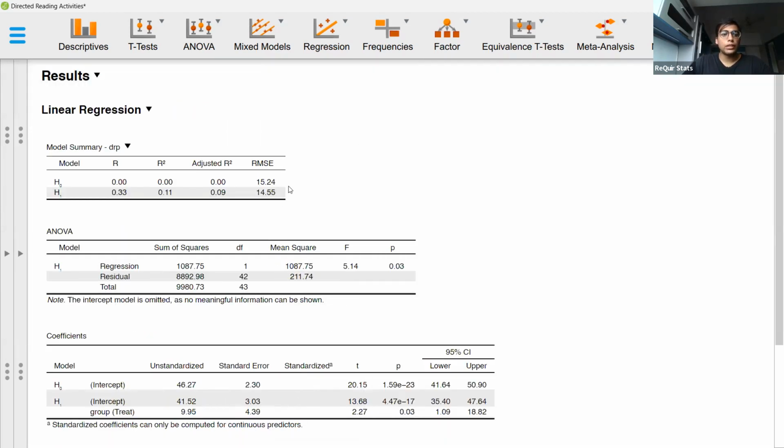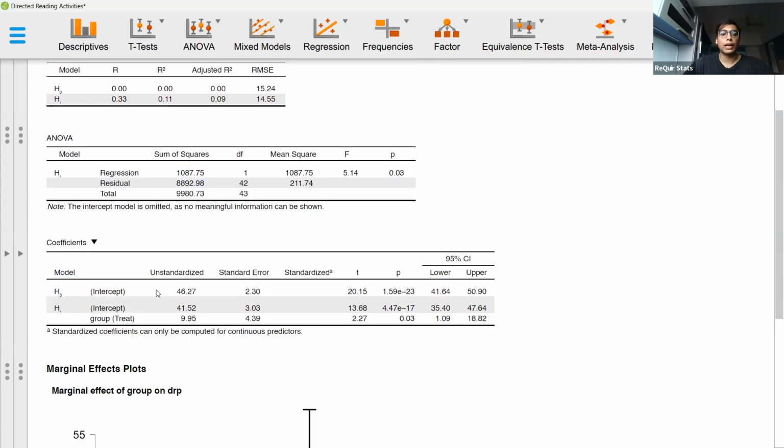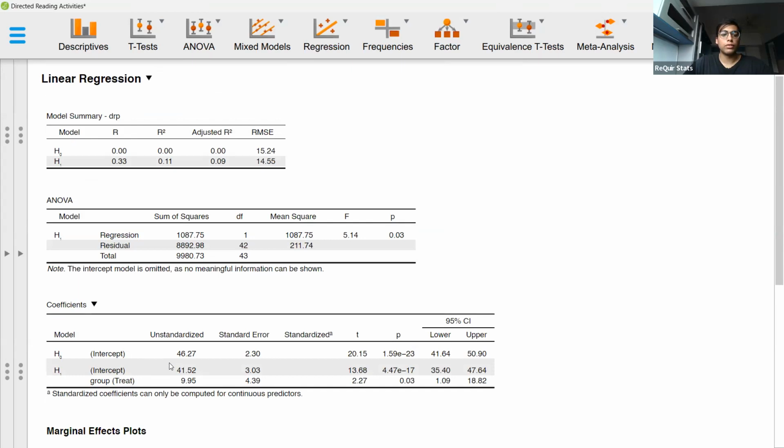And after you have done this, you can interpret the R squared in the same way. So the effect of group, the effect of training, had an 11% effect on the outcome variance, so the score variance. That is how you interpret R squared. The p-value is 0.03, which means this model is significant, and we will interpret the coefficients now.